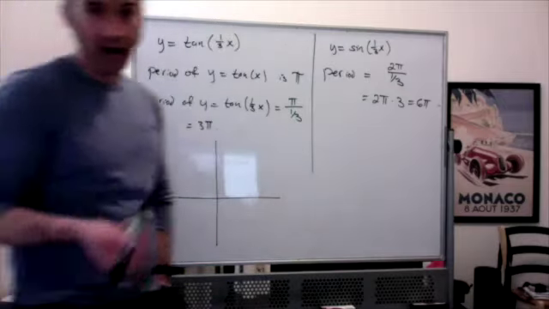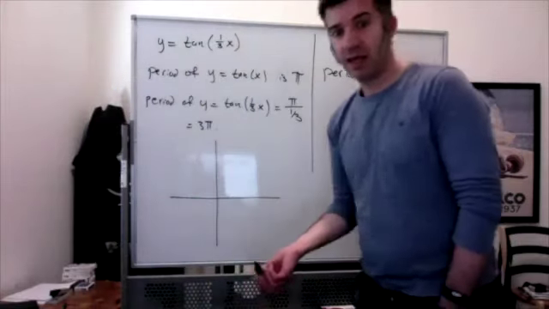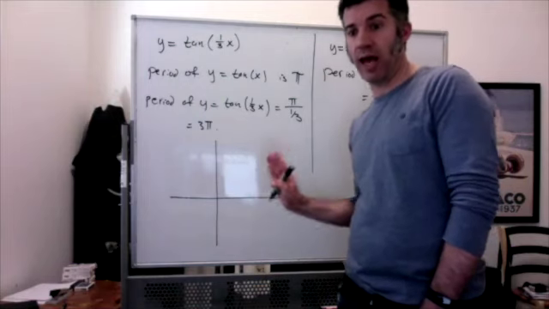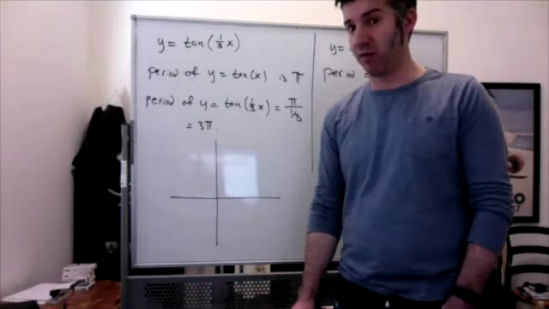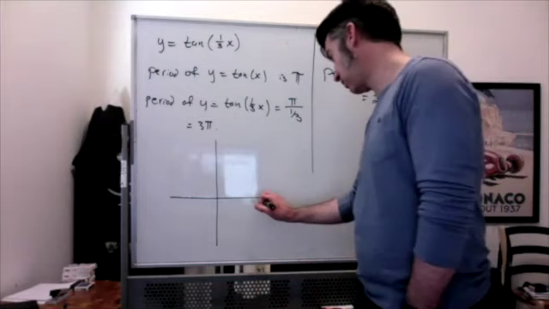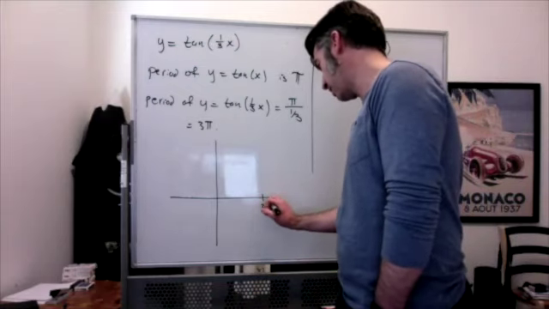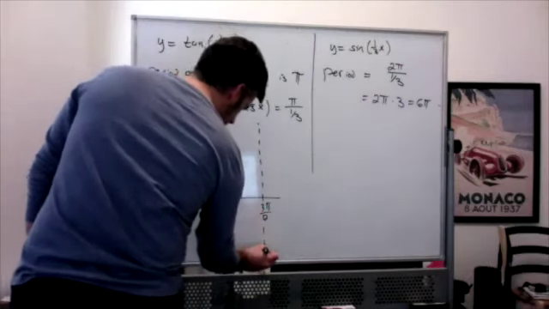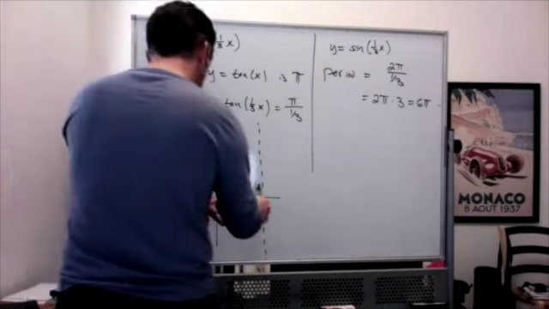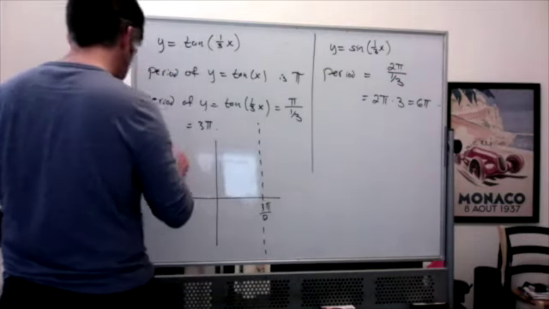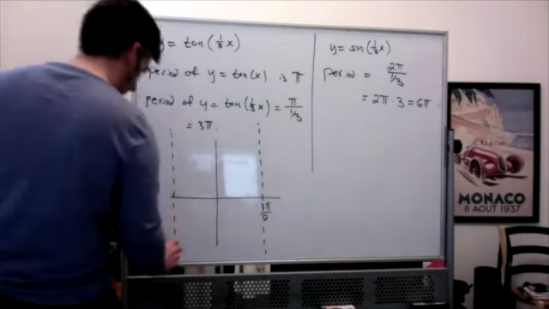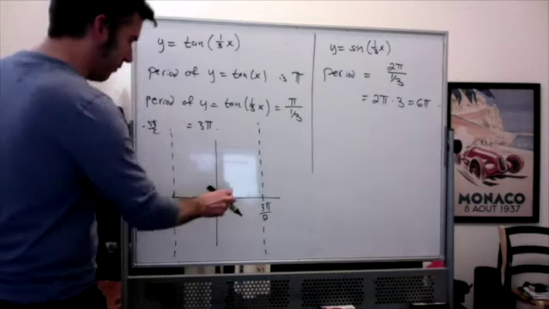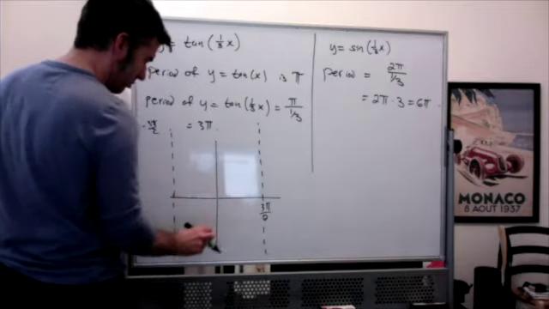And usually the way I think about graphing tangent is, okay, whatever the period is, half of that to the right of the origin and half of that to the left of the origin, that's going to be where your vertical asymptotes are. So my vertical asymptote is going to be over here at 3 pi over 2. And my vertical asymptote is going to be over here at negative 3 pi over 2. Right? I have a horizontal stretch. Normally, my vertical asymptote would be like here and here.